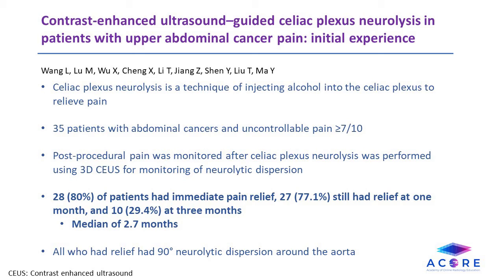So what they found was that 80% of patients had immediate pain relief, 77% still had relief at 1 month, and 29.4% had pain relief at 3 months. They found the median to be 2.7 months of relief, and another important finding was that all patients who had pain relief had 90 degrees of neurolytic dispersion around the aorta, which they were able to monitor using the contrast-enhanced ultrasound.